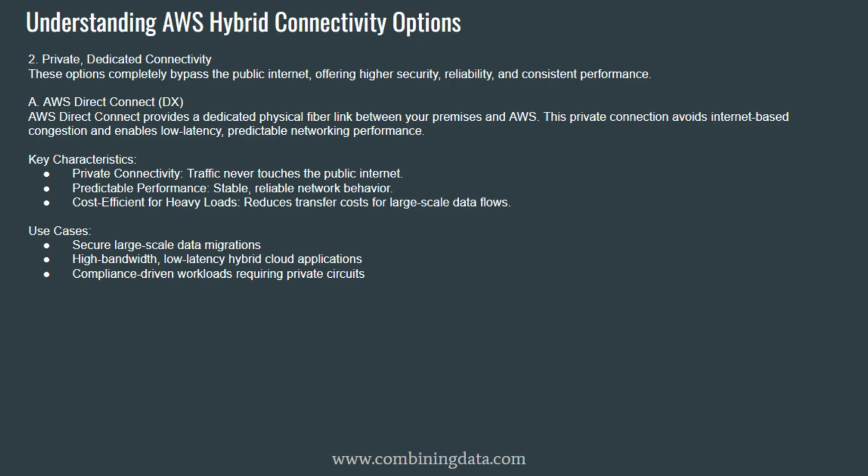Now let's move to the second major category of hybrid connectivity: private, dedicated connectivity. Unlike VPN-based solutions that use the public internet, these options provide direct physical connections to AWS, offering higher performance, stronger isolation, and more predictable network behavior. This is especially important for organizations with strict performance, security, or compliance requirements.